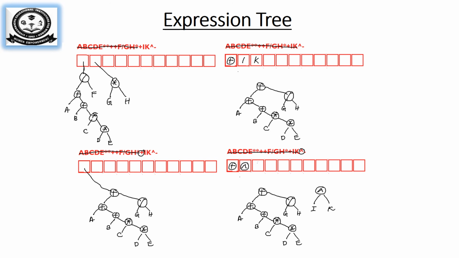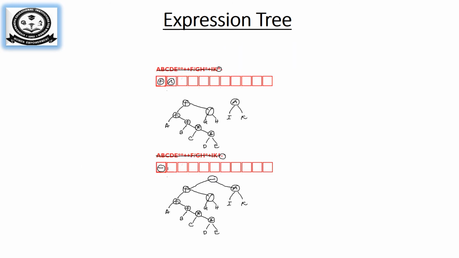After that you have the cap symbol. So two things will be popped out from the stack, which are I and K. K will become the right child and I will become the left child for this cap, that is the power symbol, and the power symbol's pointer will be stored in the stack again. The last symbol is minus. So you have two subtrees in the stack, plus and cap. The cap subtree will become the right child and plus will become the left child. Now you can see an expression tree is created for the given expression.